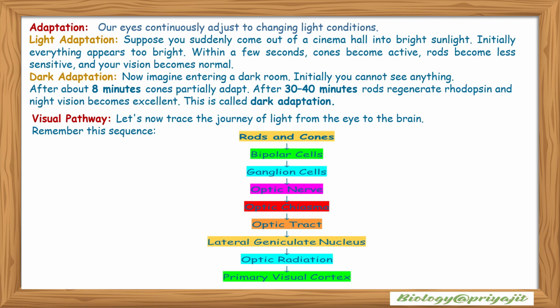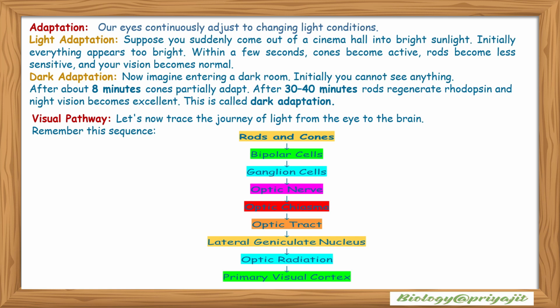Dark adaptation. Now imagine entering a dark room. Initially you cannot see anything. After about 8 minutes cones partially adapt. After 30 to 40 minutes, rods regenerate rhodopsin and night vision becomes excellent. This is called dark adaptation.